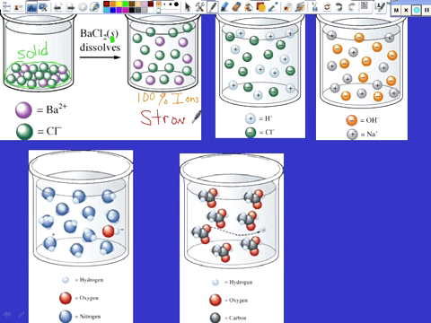Yeah, because they're not stuck together. See how they're all stuck together here? Okay. Over here, strong or weak? Why strong? Because there's all ions.